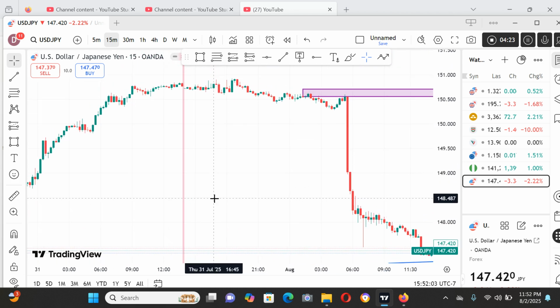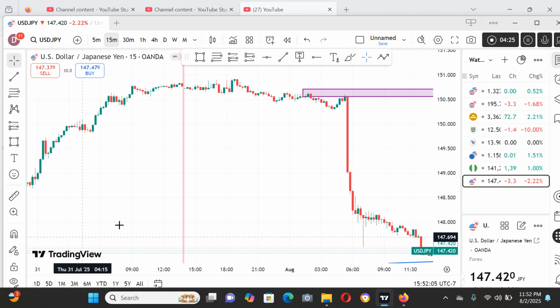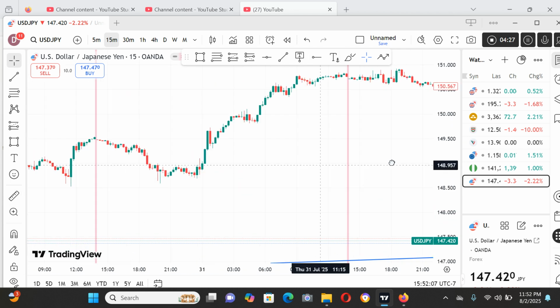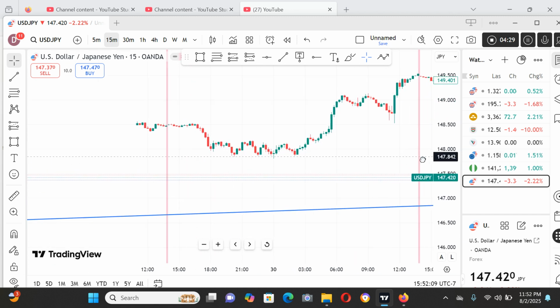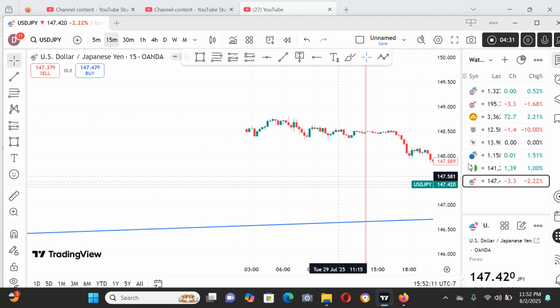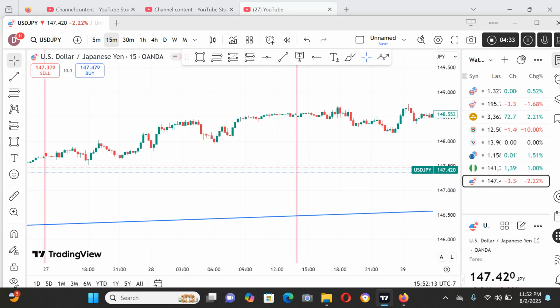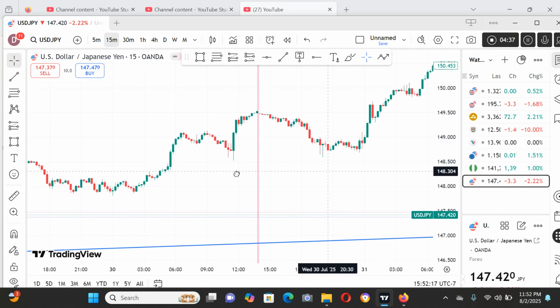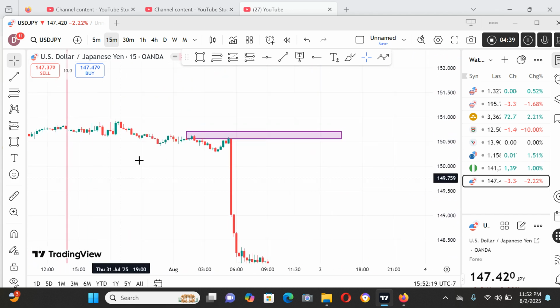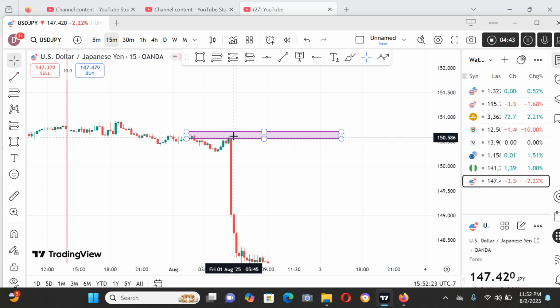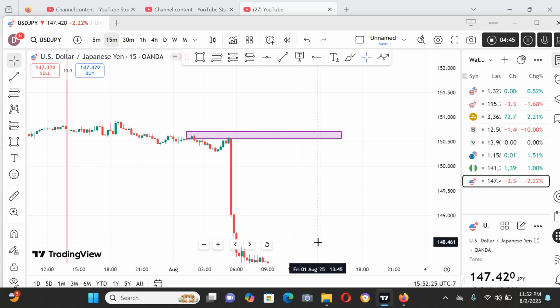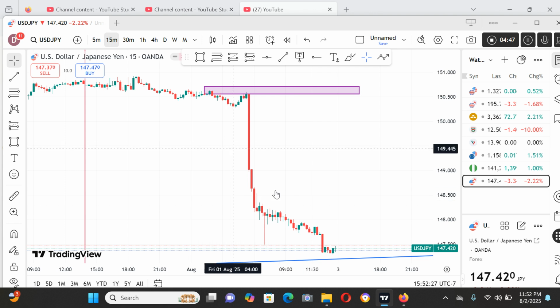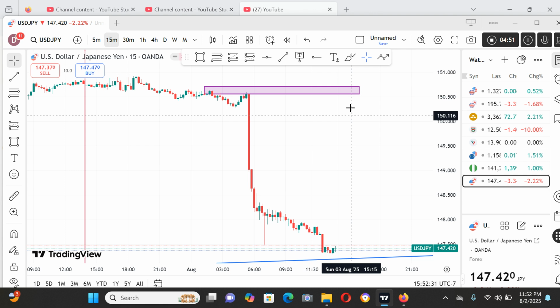Like I said, from down here up to this level is the aggressive move, because the market is going upward. This is a correctional move, and we are expecting a continuation move. So our target is the continuation move.